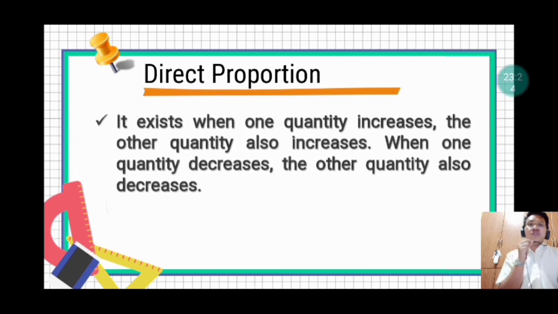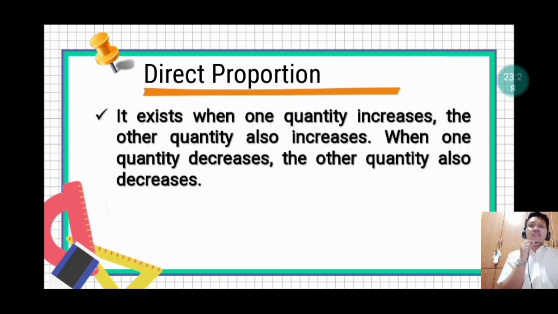When we say direct proportion, it exists when one quantity increases, the other quantity also increases. When one quantity decreases, the other quantity also decreases. Okay? So, paano nangyari yun, class? Ganito yan. Kapag yung isang quantity nag-increase, yung isang quantity rin ay mag-i-increase. Okay? They are parallel. Kung magtataas yung isang quantity, magtataas din yung isang quantity. On the other hand, when one quantity decreases, the other quantity also decreases. So, ibig sabihin, kapag bumaba yung isang quantity, bababa rin yung isang quantity.